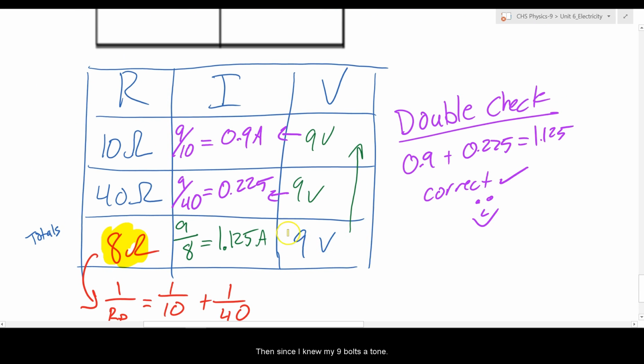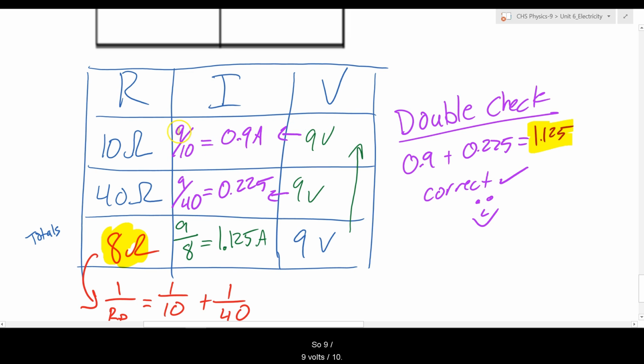And then, since I knew my 9 volts and 8 ohms, any two things gets you the third. So I found that 9 divided by 8 gets me 1.125 amps. I'm just going to save that for my double checking at the end. And then I remembered that voltage is the same for everything in a parallel circuit. So 9 volts across the board, and then I used that to find my currents for each resistor.